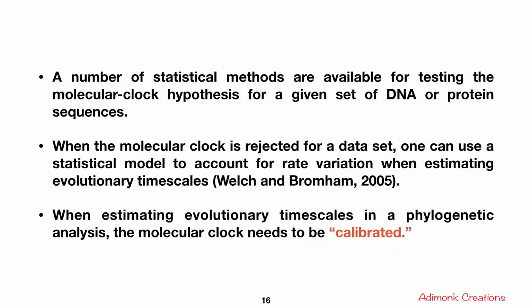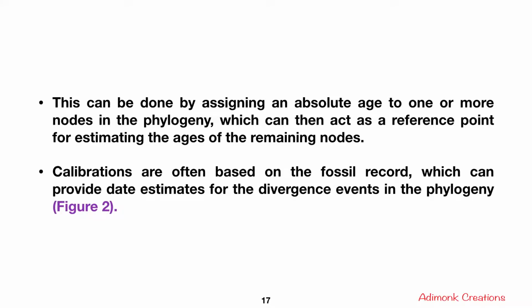So when a molecular clock is rejected for a data set, one can use a statistical model to account for rate variation when estimating evolutionary timescales. When estimating the evolutionary timescales in a phylogenetic analysis, the molecular clock also needs to be calibrated. And this can be done by assigning an absolute age to one or more nodes in a phylogeny, which can then act as a reference point for estimating the ages of remaining nodes. And calibrations are often based on the fossil record, which can provide date estimates for the divergence events in the phylogeny.